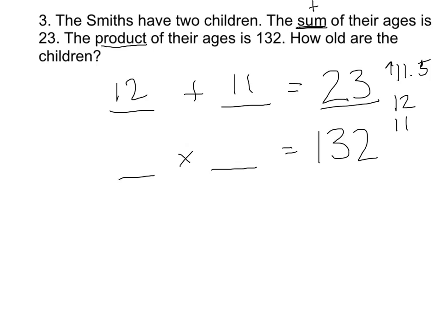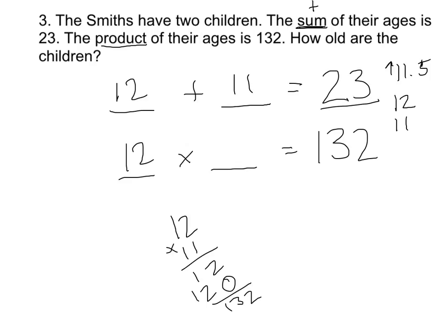Let's see what we get when we multiply them together. 12 times 11, 2, 1, 0, 2, 1, 2, 3, 1. We did get it. 12 times 11. Now, if you didn't guess that right away, then you just have to guess and check.